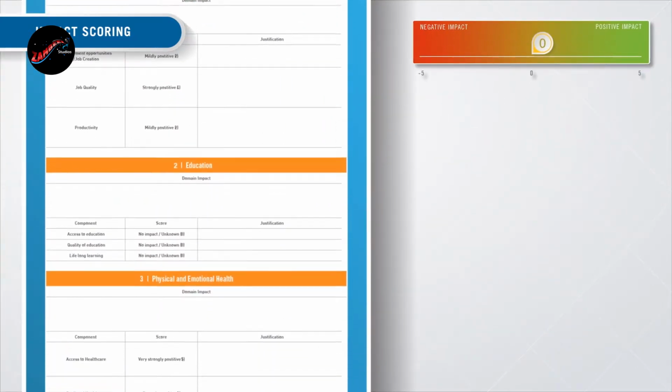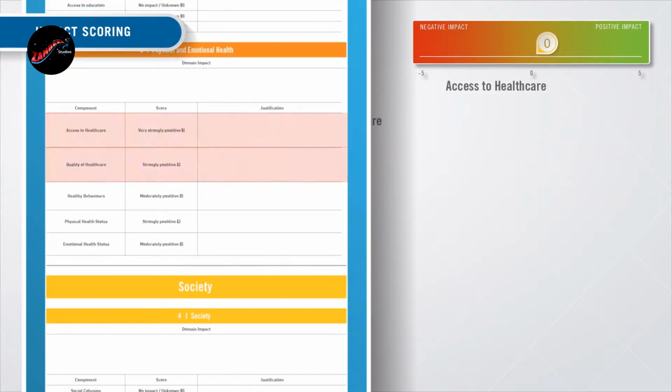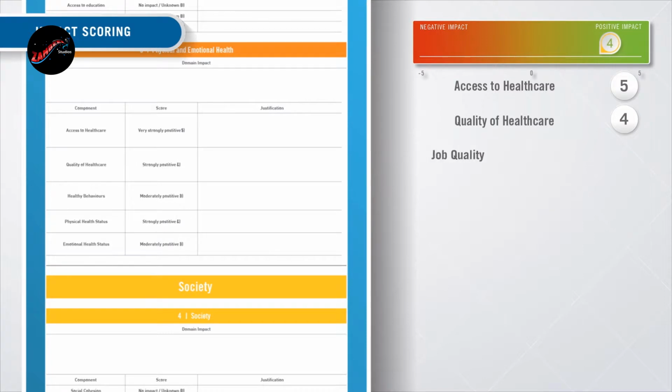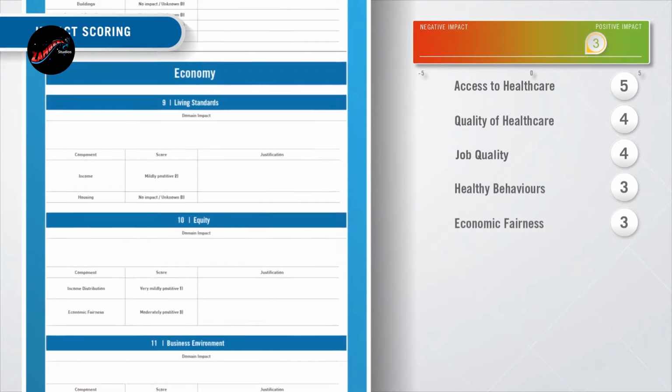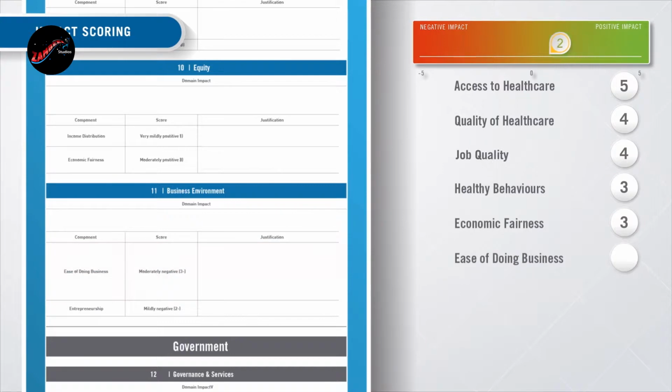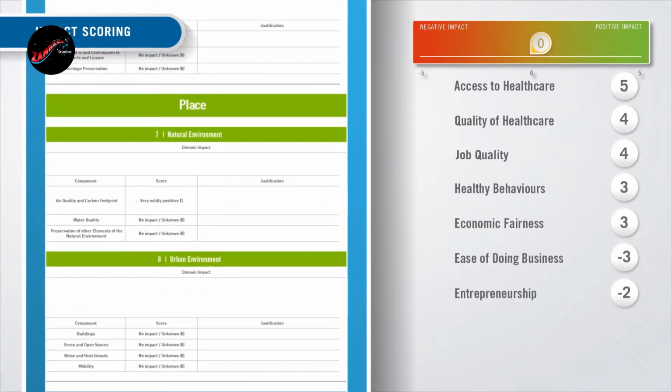For example, the health insurance policy will have a very strong impact on components such as access and quality of healthcare and job quality. A moderate impact on components such as healthy behaviors and economic fairness, and negative impacts on components such as the ease of doing business and entrepreneurship. It will, on the other hand, have no impact on the urban environment and culture.